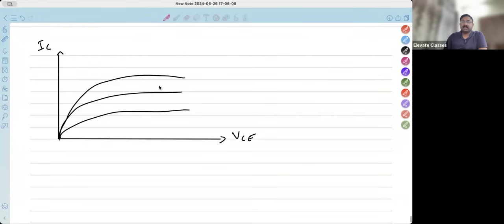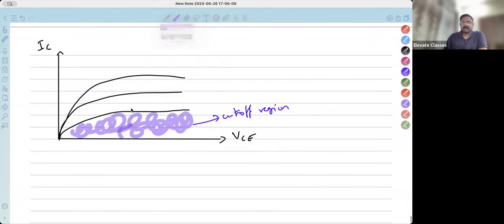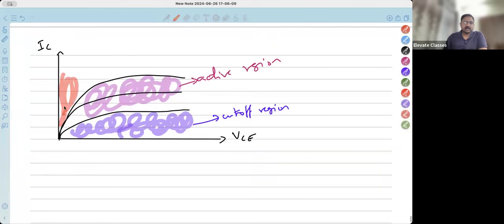Leave it. What are the regions in this? This region over here is the cutoff region. Here your transistor is not working at all. You remember this, hopefully. And this region is the active region. And finally this region is the saturation region.